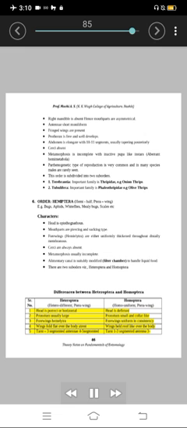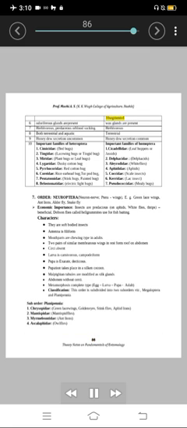5 tarsi, 3 segmented antennae. 4 to 5 segmented tarsi. 1 to 3 segmented antenna. 3, 8, 6, 10 segmented.